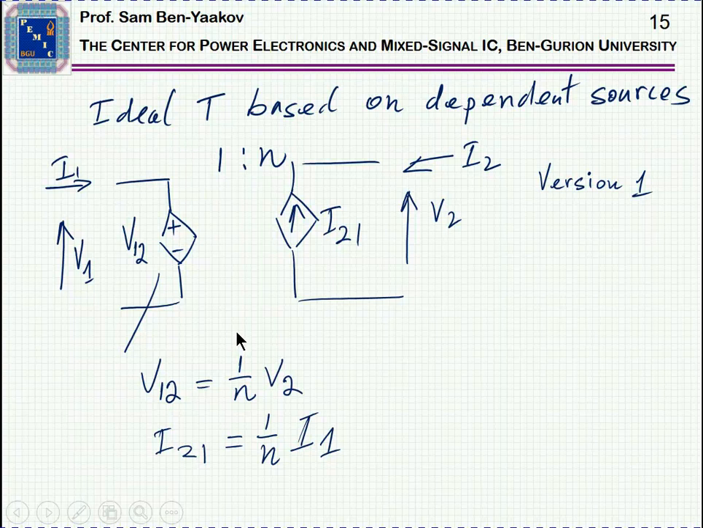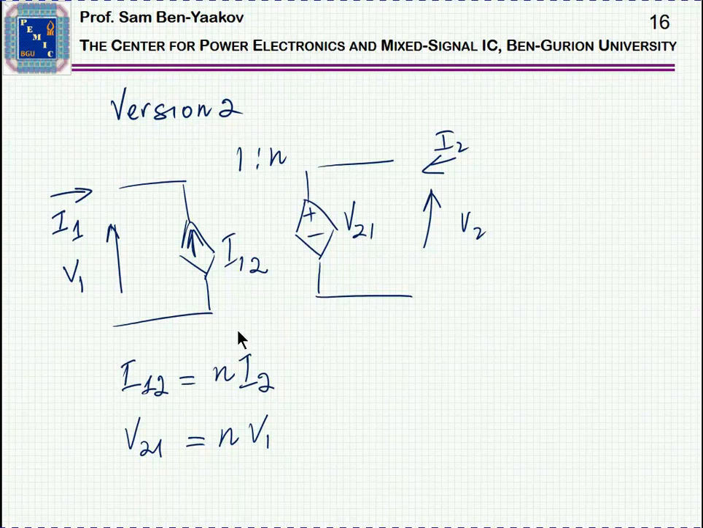There is another way to do it, just the other way around, and that is to put a current source as the primary and a voltage source as the secondary. These are dependent sources, of course. The value of this one, in this case 1 to n, will be n times I2, and the value of this source will be n times V1, the voltage at the primary.